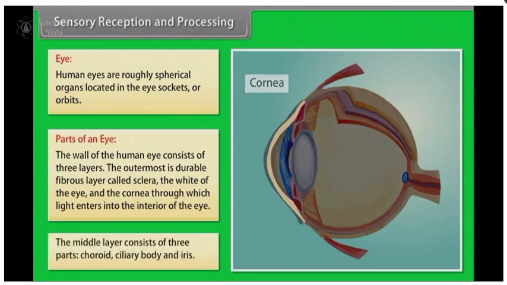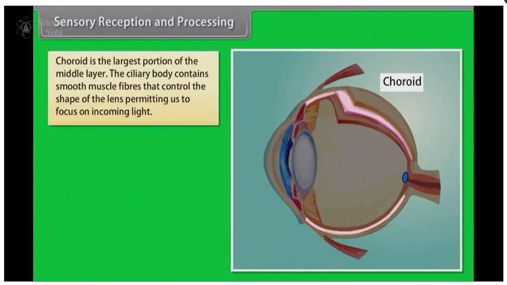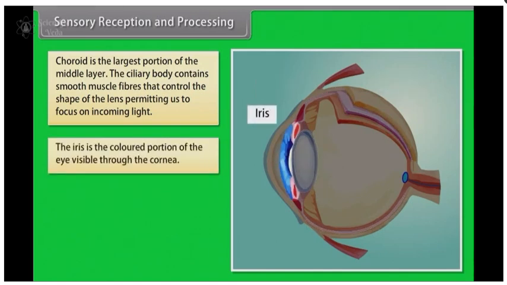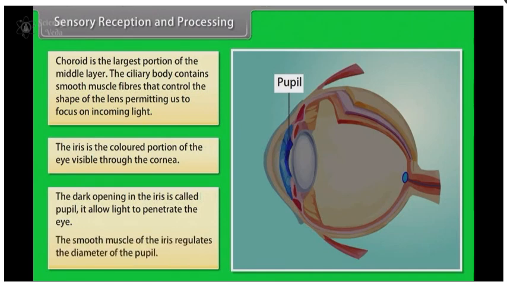The middle layer consists of 3 parts: choroid, ciliary body, and iris. The choroid is the largest portion of the middle layer. The ciliary body contains smooth muscle fibers that control the shape of the lens, permitting us to focus on incoming light. The iris is the colored portion of the eye visible through the cornea. The dark opening in the iris is called the pupil. It allows light to penetrate the eye. The smooth muscles of the iris regulate the diameter of the pupil.